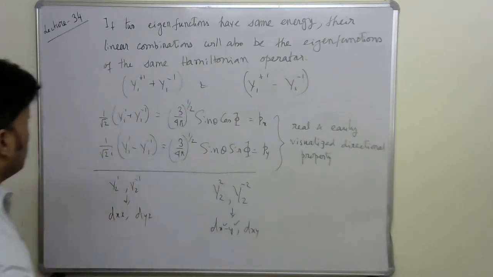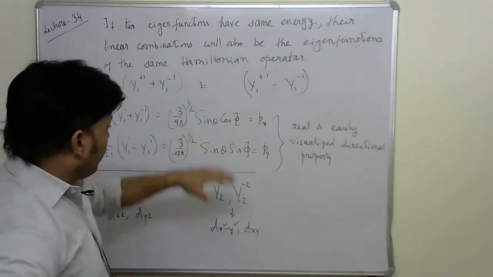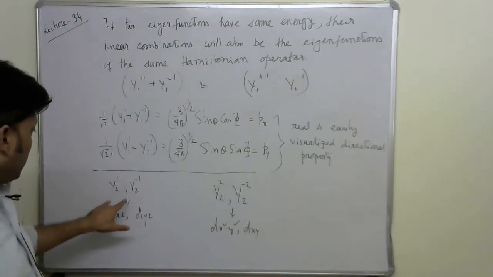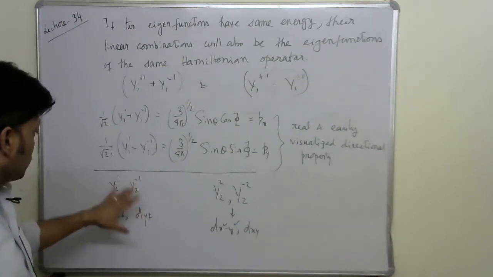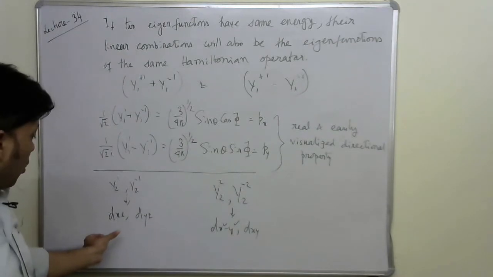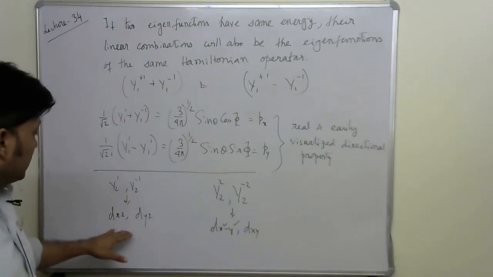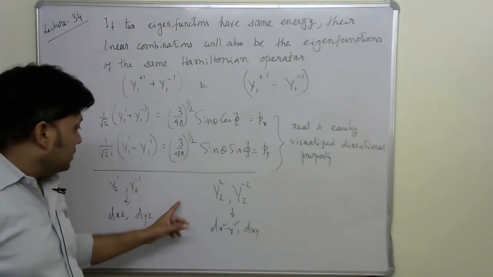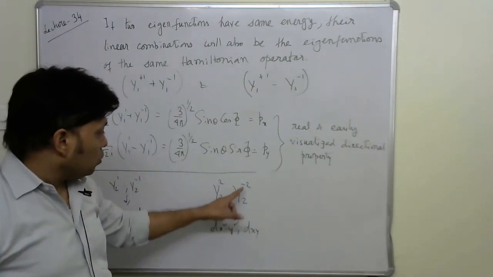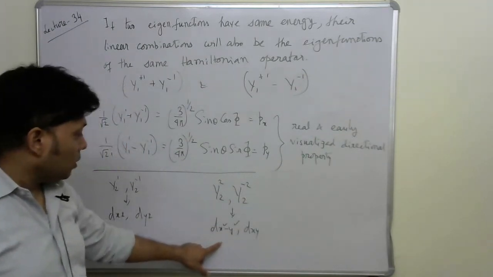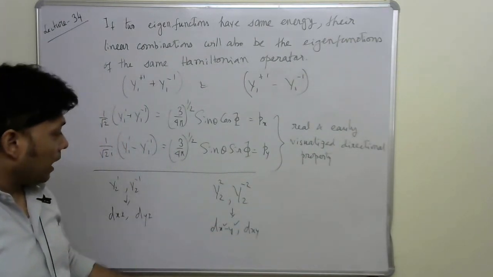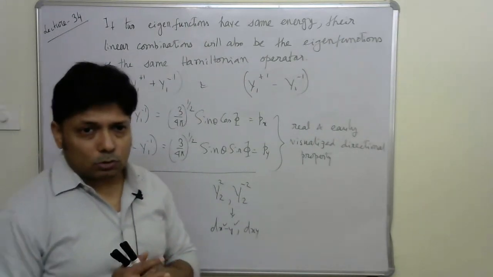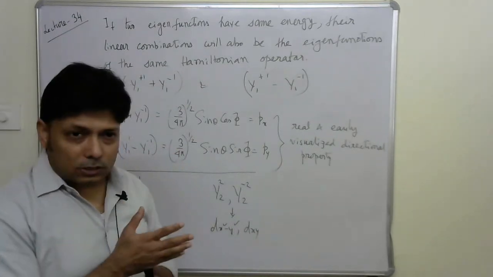This way of taking linear combinations also works for other orbitals. For example, we take Y2 1 and Y2 minus 1 in different linear combinations. Then we can obtain the polar plots of dxz and dyz, the directional properties. The same thing applied on Y2 2 and Y2 minus 2 gives the directional properties of dx squared minus y squared and dxy.